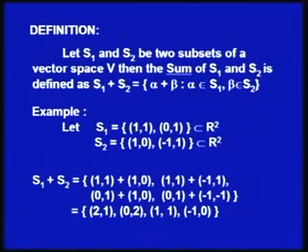Now, the sum S1 plus S2 consists of sums of vectors from these two sets. To form a sum I have to take a vector from S1 and a vector from the set S2. So, (1, 1) from S1 and (1, 0) from S2, then (1, 1) from S1 and (-1, 1) from S2, (0, 1) from S1 and (1, 0) from S2, finally (0, 1) and (-1, 1). If you simplify it, it is (2, 1), (0, 2), (1, 1) and (-1, 2). So, S1 plus S2 consists of these vectors.